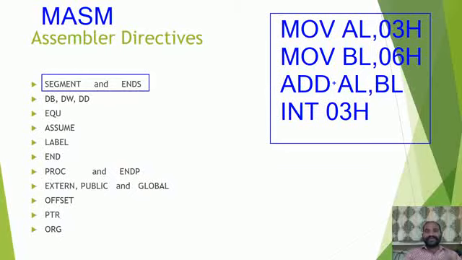Now, in order to mention which set of instructions are declared as a data segment and which set of instructions are declared as a code segment, that is going to be indicated with the help of the two assembler directives called SEGMENT and ENDS.